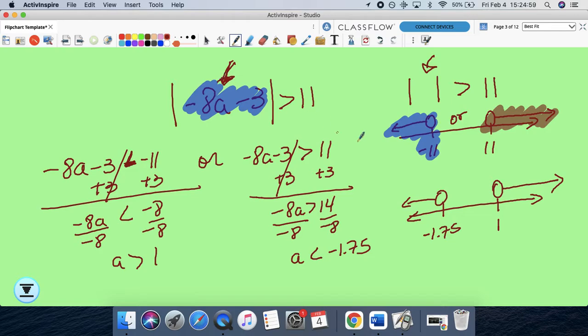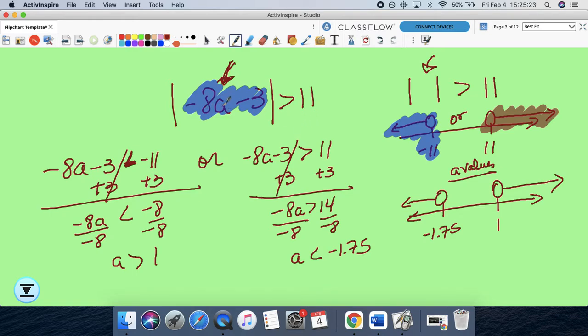Plug it in here. So these are the values for A, right? So negative 2 times negative 8 is positive 16. 16 minus 3 is 13, and the absolute value of that, which is 13, is definitely greater than 11. So you can try it, and then pick some numbers in between here. Let's pick 0, because it's between negative 1.75 and 1. 0 shouldn't work. Well, let's see.